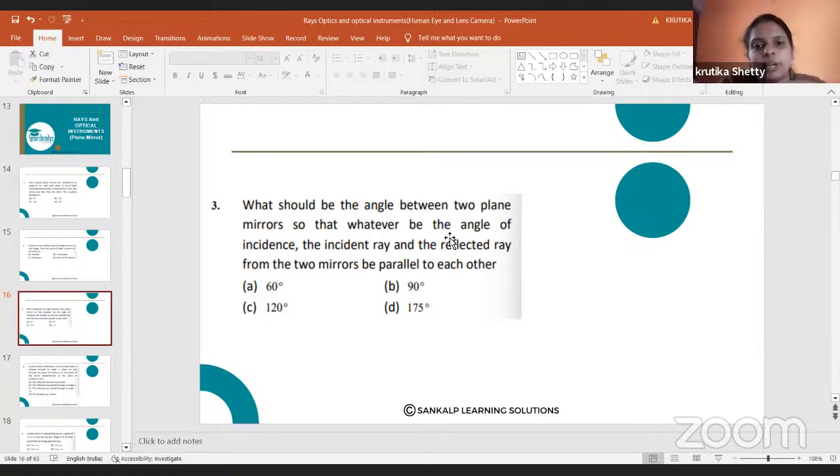So that whatever be the angle of incidence, here we have no concern about it. So here what is the angle between two mirrors? The incident ray and the reflected ray must be parallel with each other. Yes, very good. It is option B, that is, it should be 90 degrees. It should be how much? It should be 90 degrees. Yes, right.